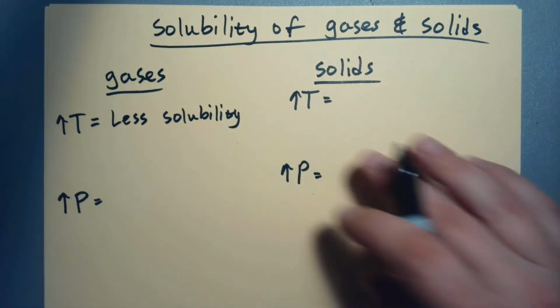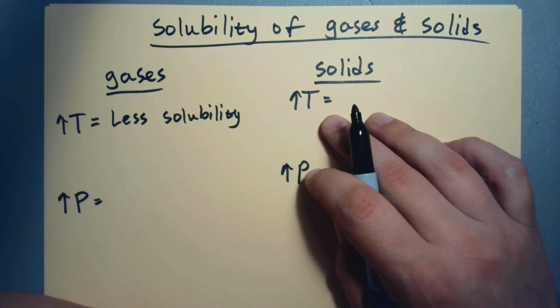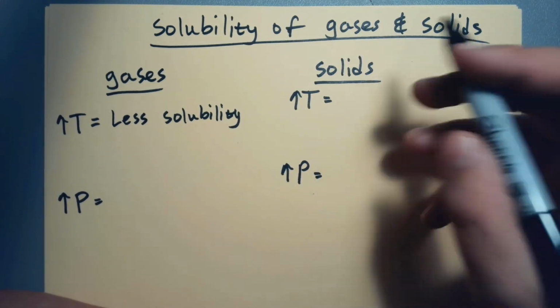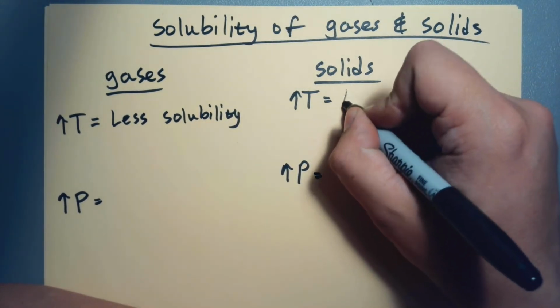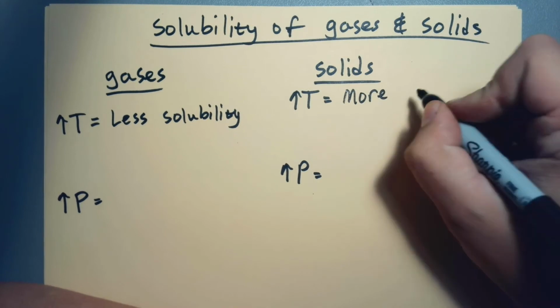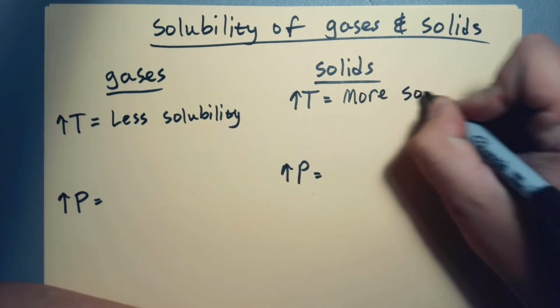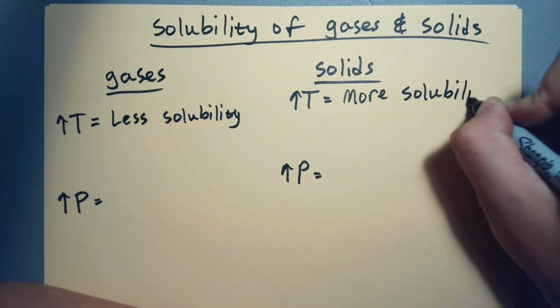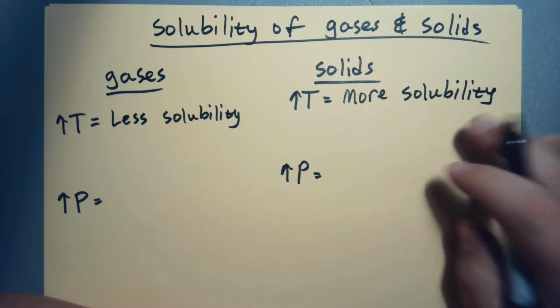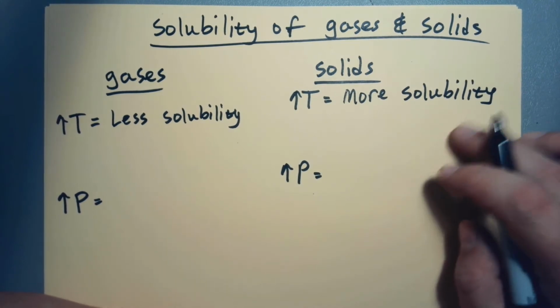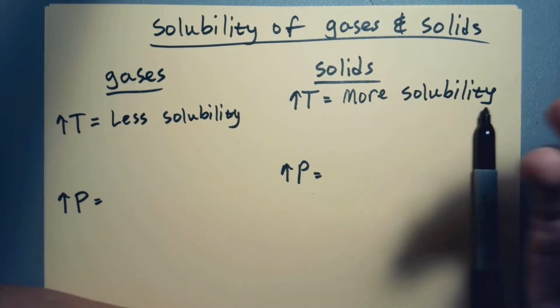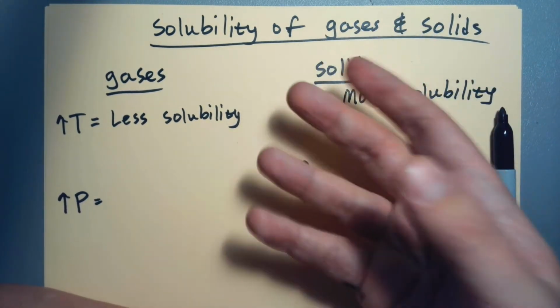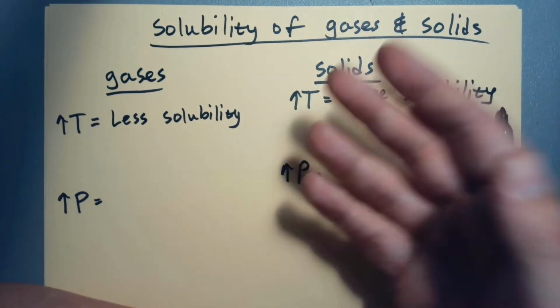Now, if you increase the temperature of a solution that has dissolved solids, this is actually going to be more solubility. It's going to increase. So there's going to be more solubility, so you can get more stuff to dissolve. So if you've ever made simple syrup, if you put too much sugar in it, you let it cool back down, you start getting sugar crystals.